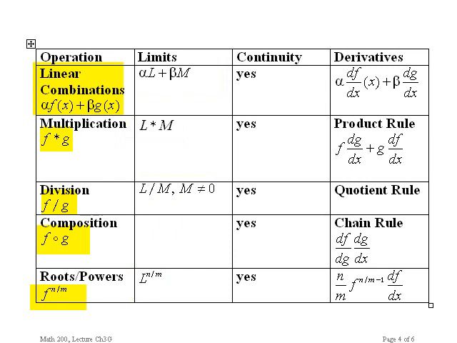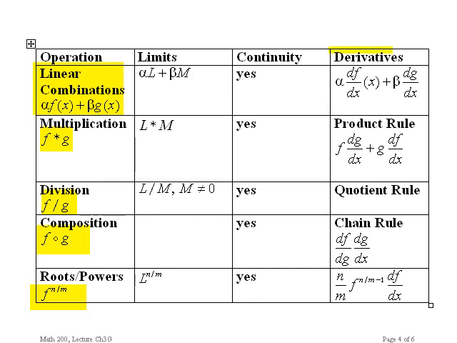Okay, how about for continuity? The functions were originally continuous. Linear combinations are continuous. Multiplication gives you a continuous result. Division is continuous. Composition is continuous. Roots and powers are continuous. You do have to watch the domains because those will change. You need to take the intersection of the domains of f and g and maybe make some other conditions on them. But yes, continuity is inherited.